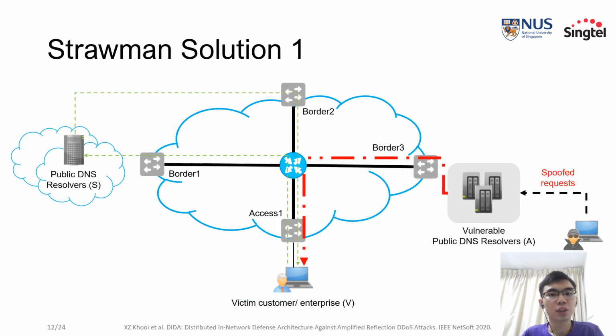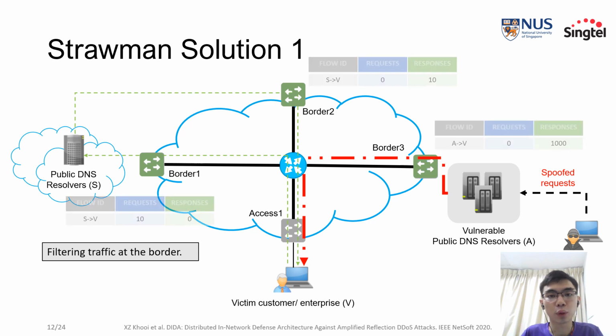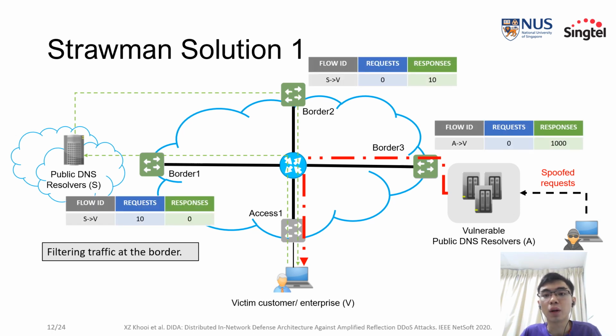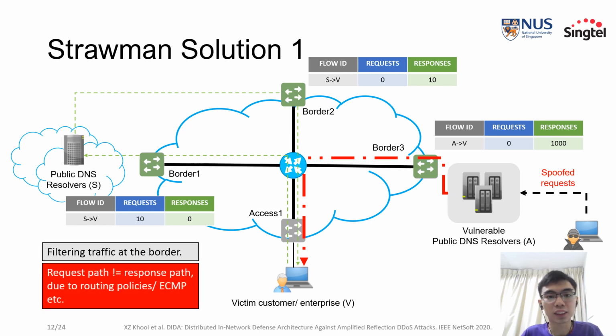Now, leveraging data plane programmability, let us look at some Strawman solutions. Here, we look at Strawman Solution 1, where we replace the border routers with PISA switches. Each of them will be keeping track of requests and responses in order to perform filtering. However, different routing policies and decisions made at remote networks may result in different paths taken by the requests and responses.